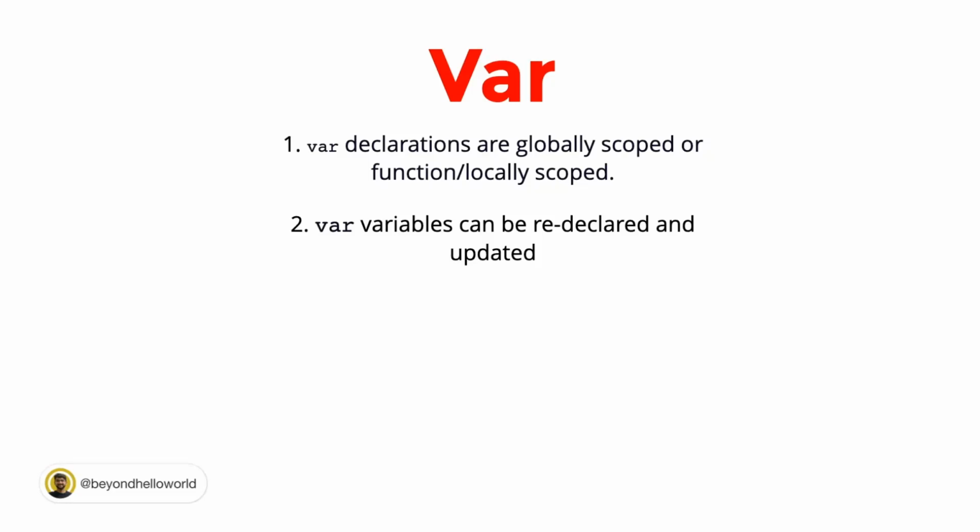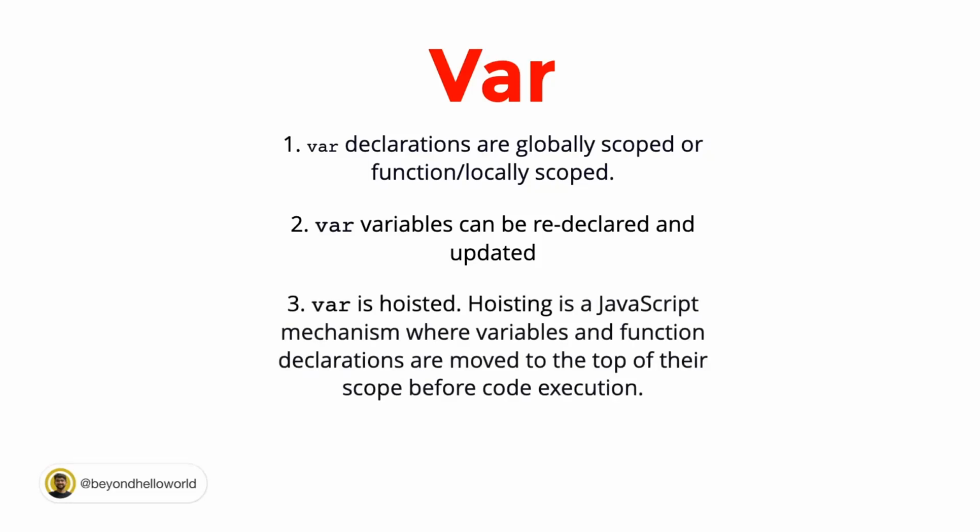Redeclaration and updating are 2 different things. Redeclare means you can completely redeclare it. Previously, let's say if pi was 3.14, now you can also declare it as a string, and you can also update the value of a var. Var is hoisted. Hoisting is a JavaScript mechanism where variable and function declarations are moved to the top of the scope before code execution. We'll learn more about this in a while.